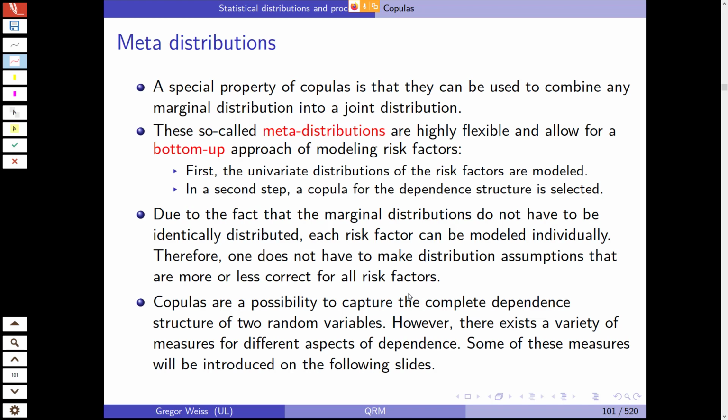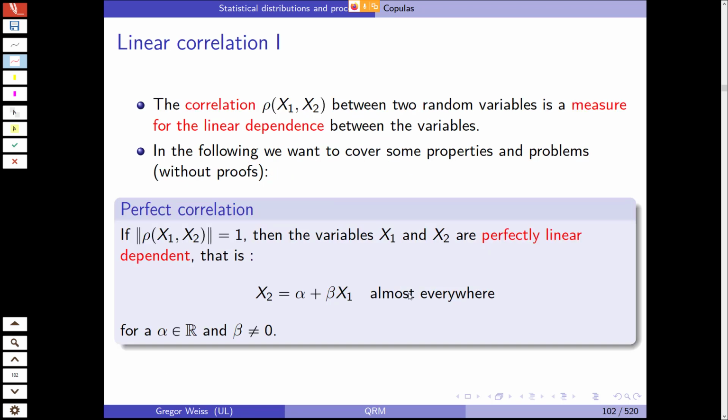You do not have to choose the normal distribution for all risk factors, but you can choose individual distributions for each and every risk factor. And the copula is a good possibility to capture the complete dependence structure between two or more random variables. However, there exists a variety of measures for different aspects of dependence, so you need to be careful when selecting the copula and need to make sure that you measure risk in a proper way.